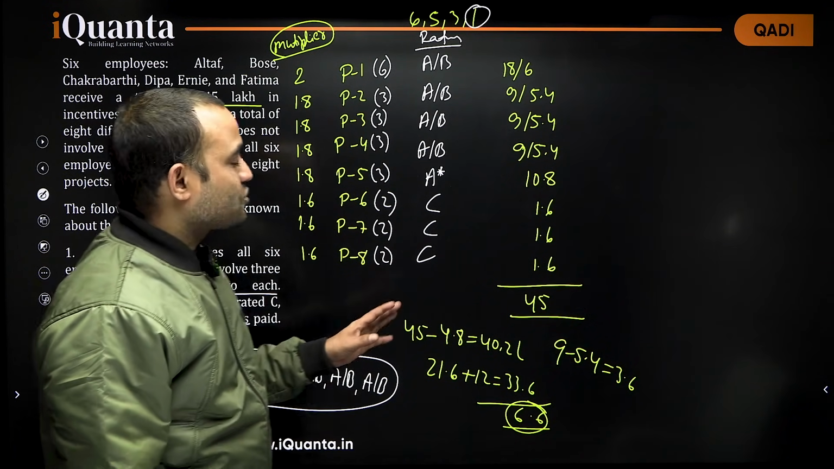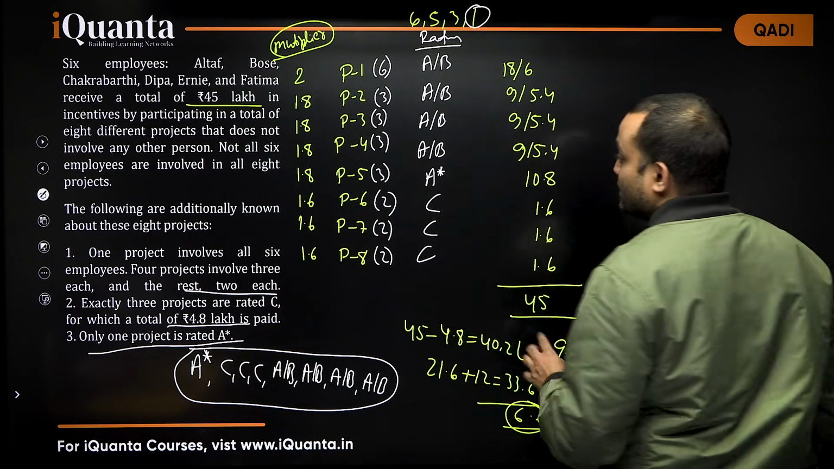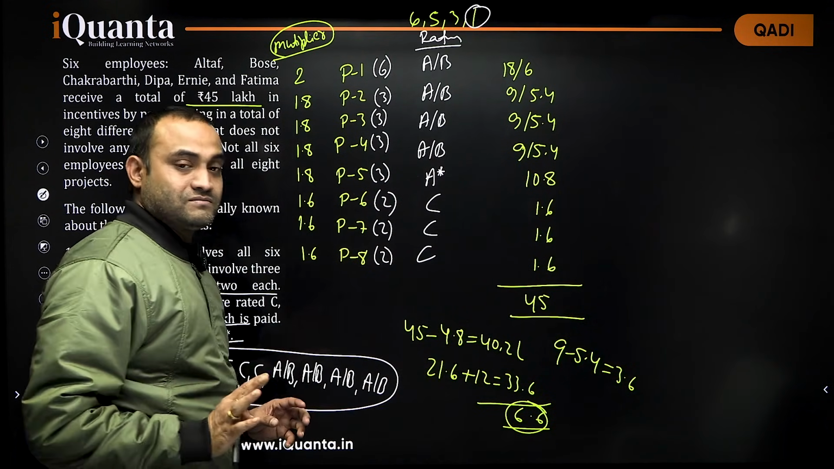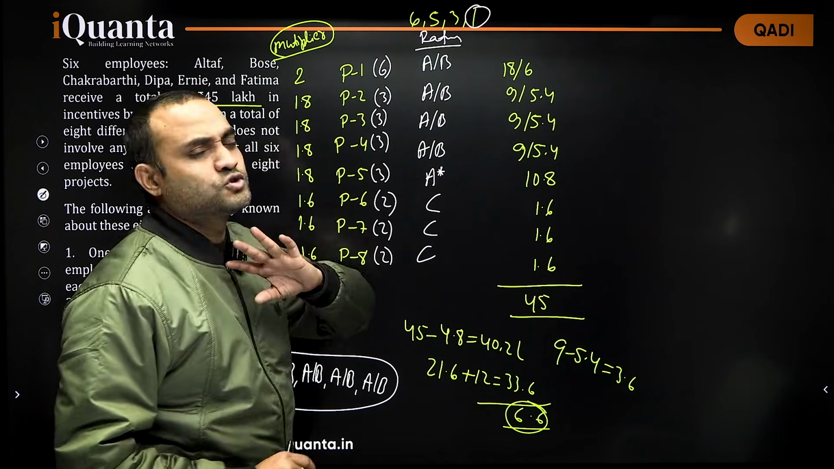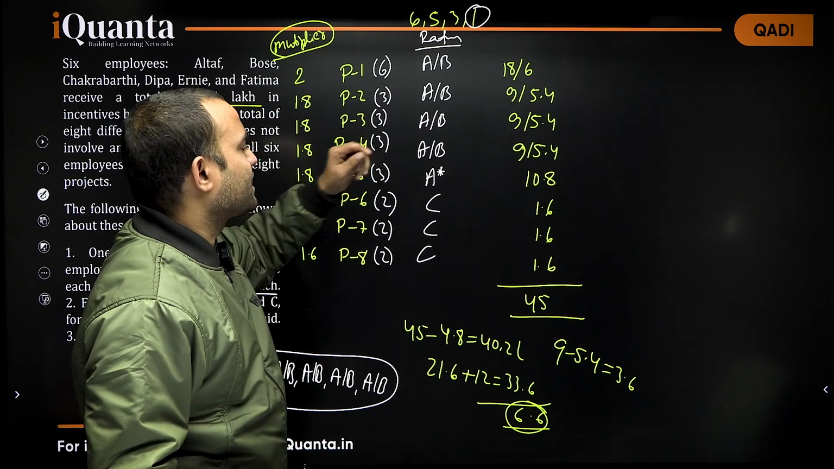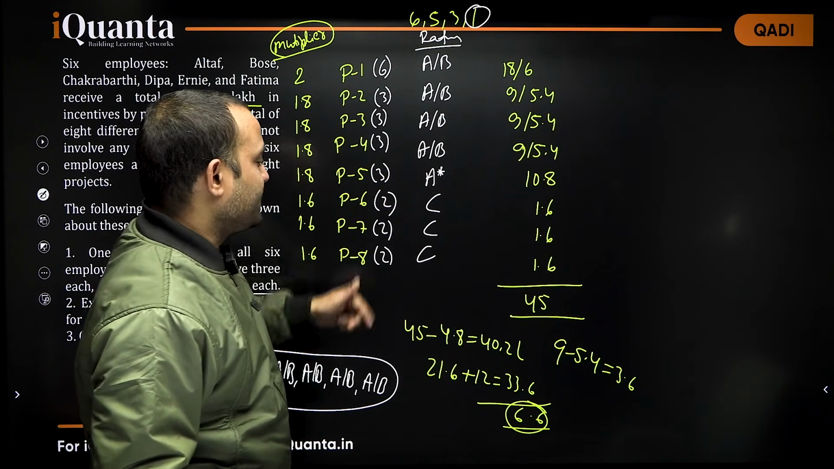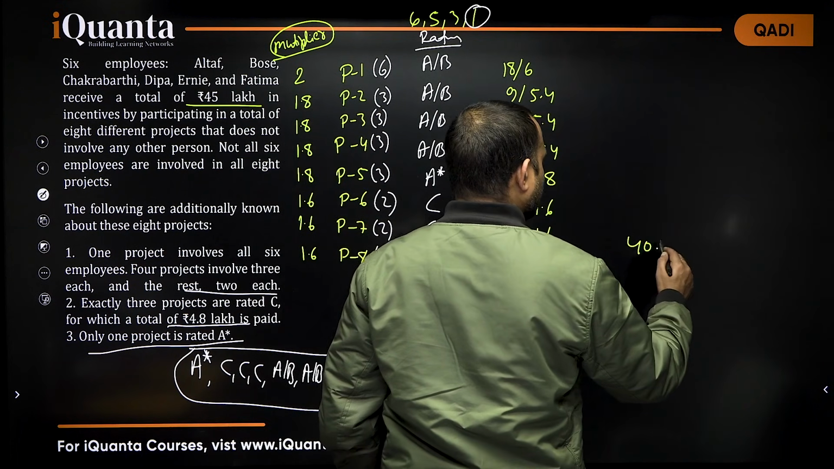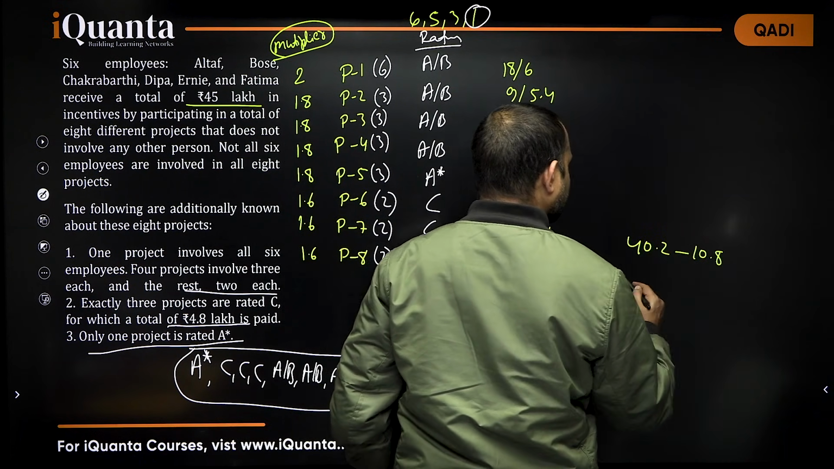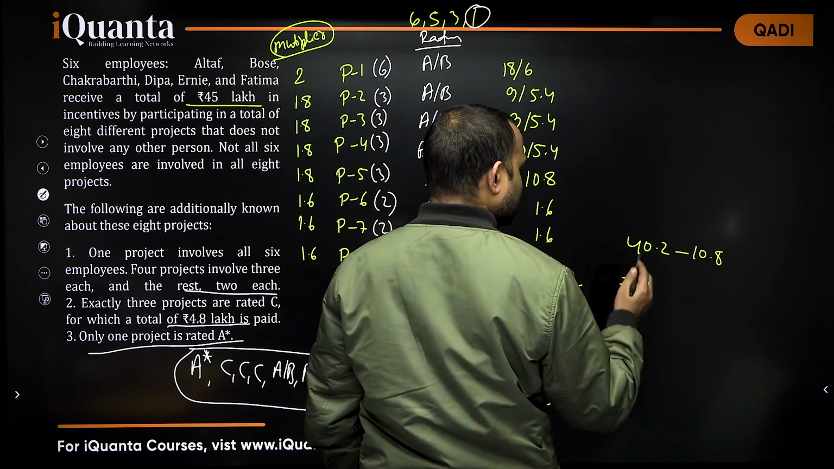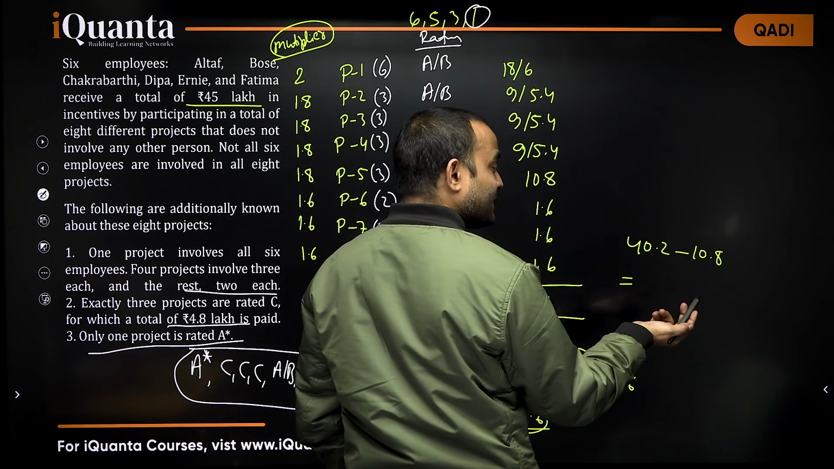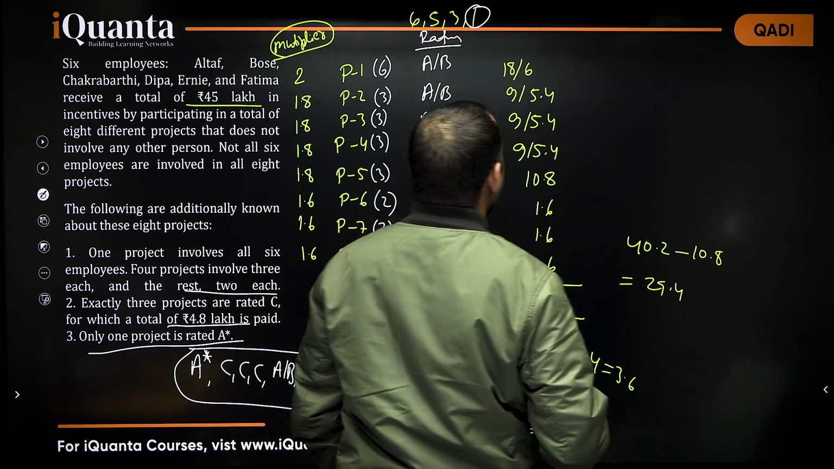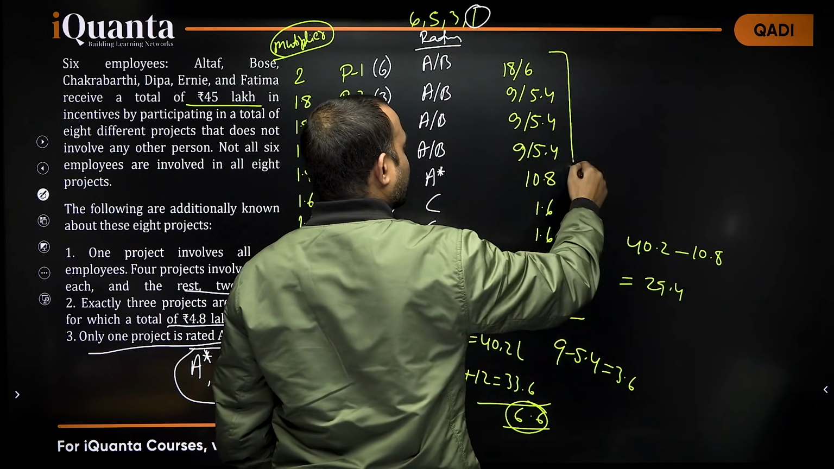Now, we need to find a combination where, we know this for sure, that this A star rated team had 3 members. The rest we need to figure out. So already we have 40.2. If I subtract 10.8 from 40.2, this gives us what? If it was 10.2, it would be 30. 0.6 less than that, so 29.4. How can we achieve 29.4 from here?